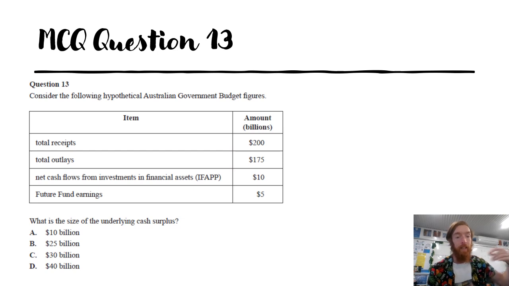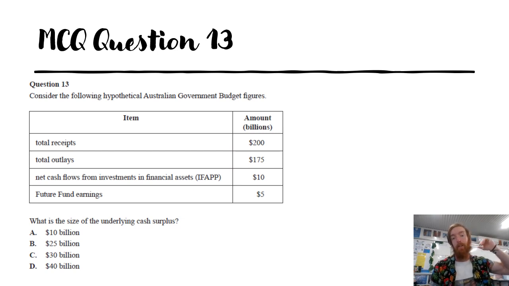So when you need to work out the underlying cash surplus, it's the total receipts minus outlays minus any net cash flows from investments and future funds earnings. Essentially what it's doing is taking away anything that would overstate the government's financial position. What we're trying to find out with the budget balance is the balance of revenue coming in for the government via taxation and what's going out through expenditure. Cash flows from investments isn't a revenue from tax, so it would overstate that. And future funds earnings are the same. It's from their investments. They want to know how much they're getting from taxation and how much is going out for that budget, like the underlying cash surplus.